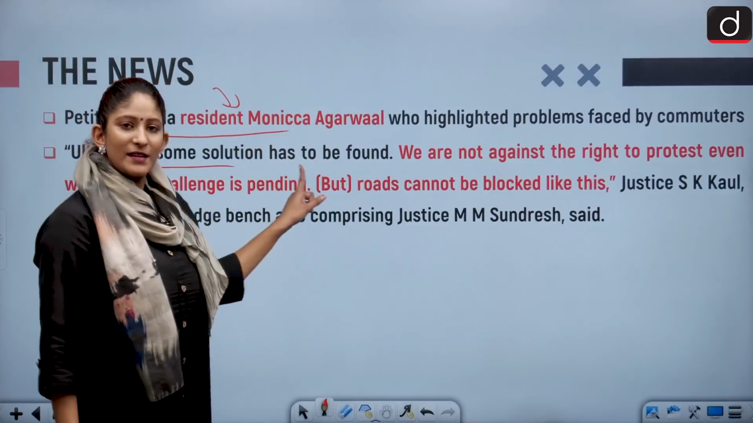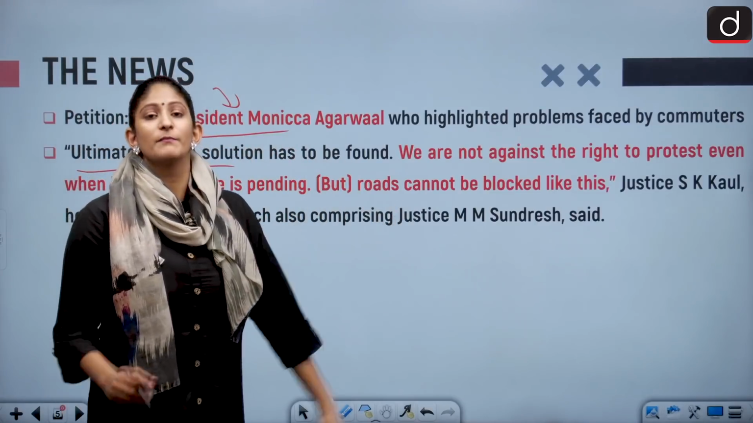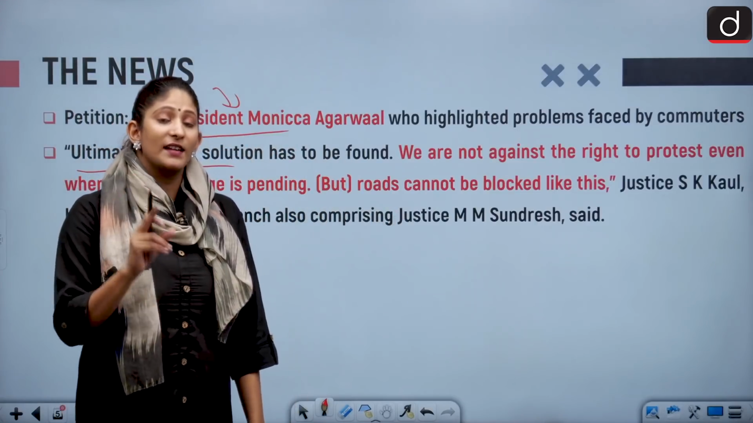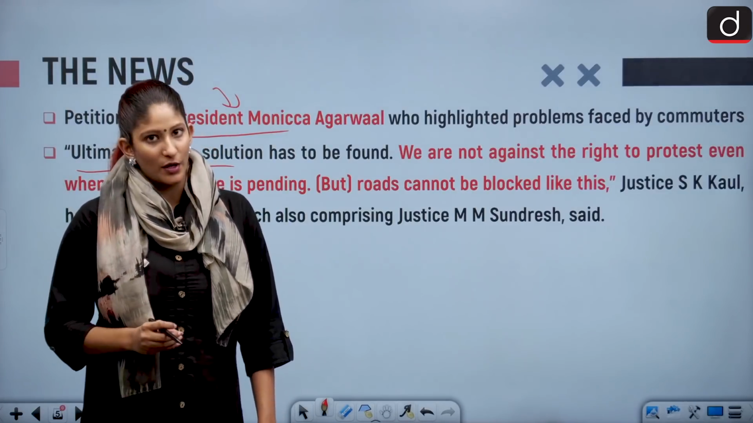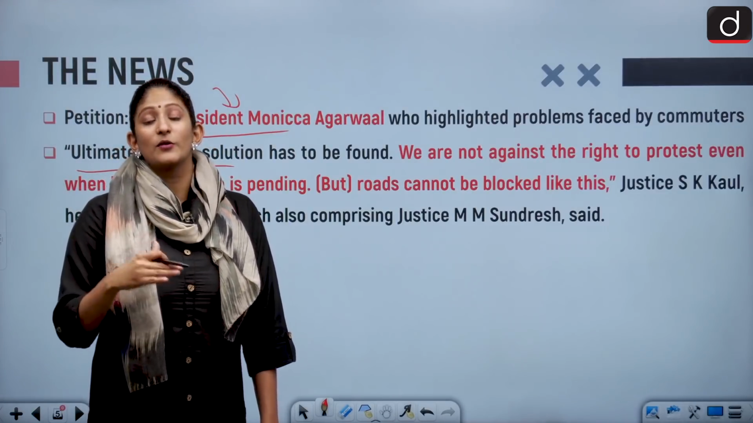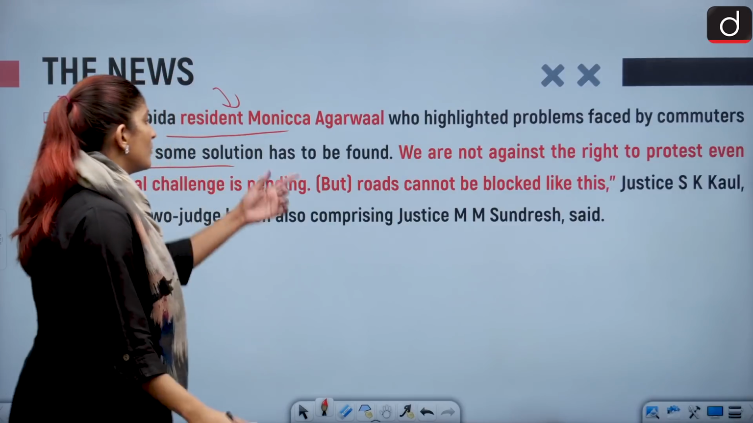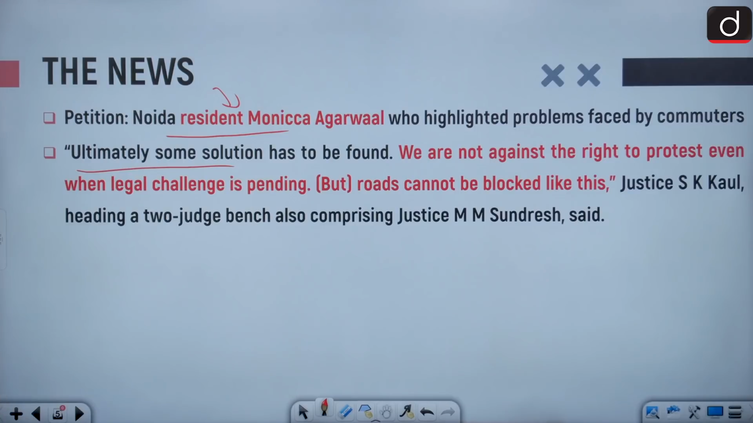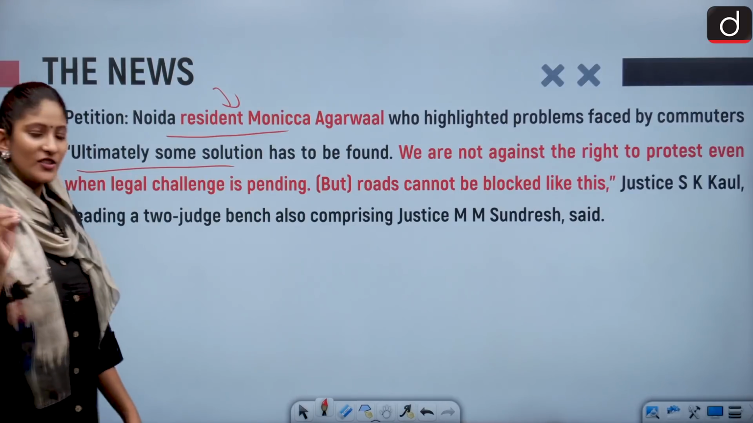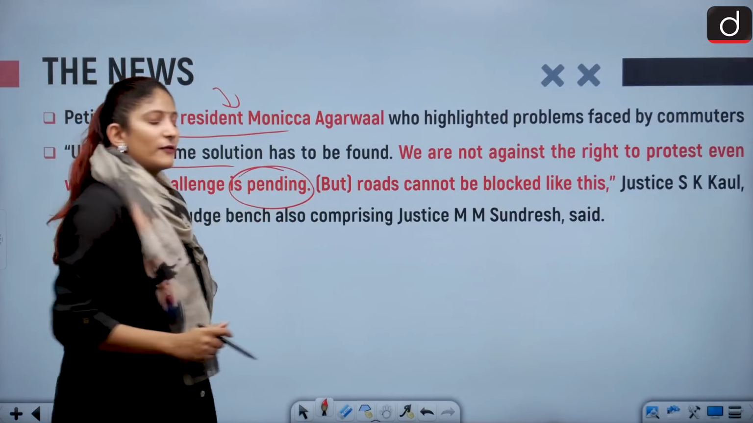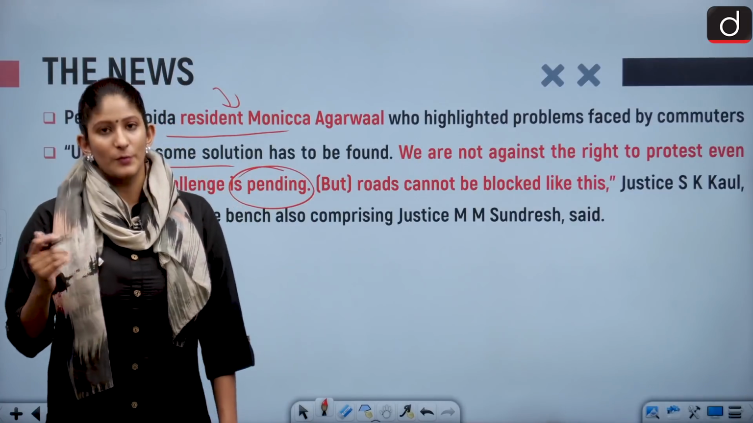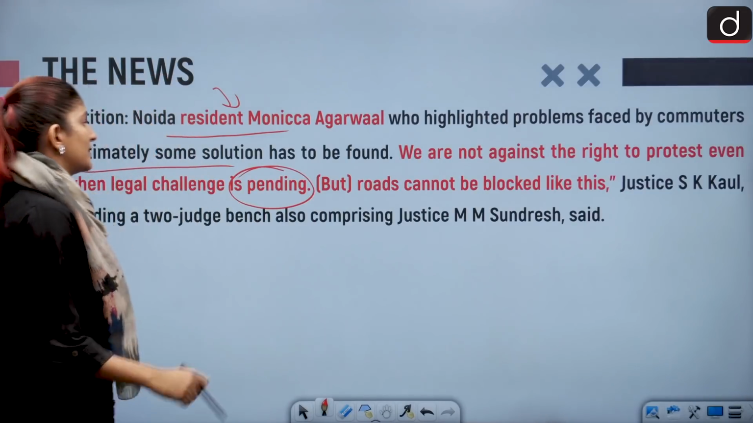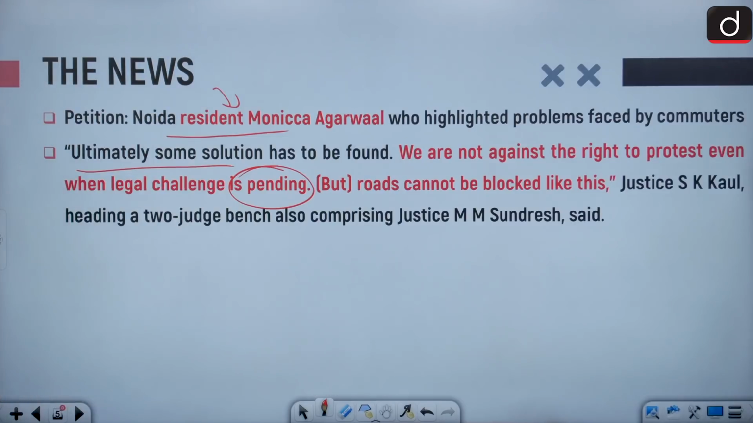So the position is: it's okay to protest, but do not cause any inconvenience. And if you remember, a similar thing was said by the Supreme Court when the Delhi protests were going on two years back against the CAA. So we are not against the right to protest even when a legal challenge is pending, because this challenge is sub judice right now. And of course, as a democratic nation, we are free to show our dissent through peaceful protests. But roads can't be blocked like this. This has been said by Justice S.K. Kaul, who was heading a two-judge bench.